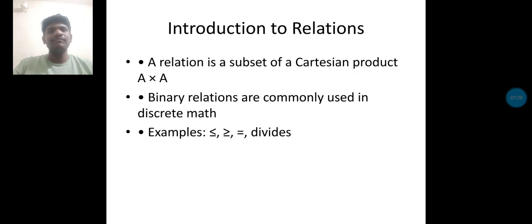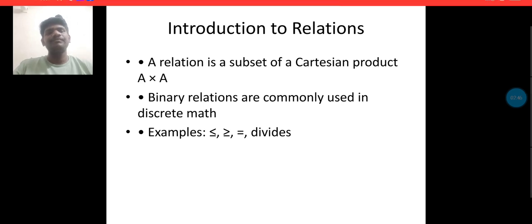Introduction to relations. A relation is a subset of a Cartesian product A times A. Binary relations are commonly used in discrete math. Examples: less than or equal to, greater than or equal to, divides.